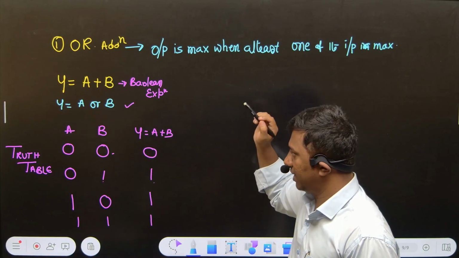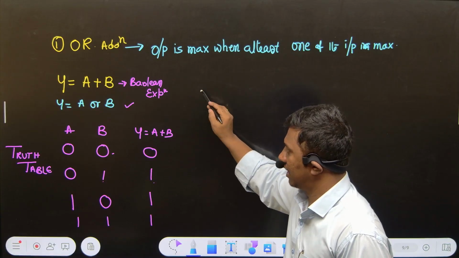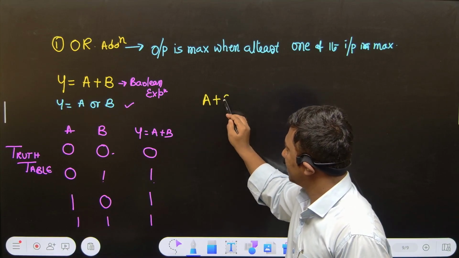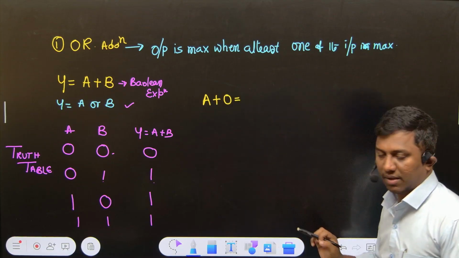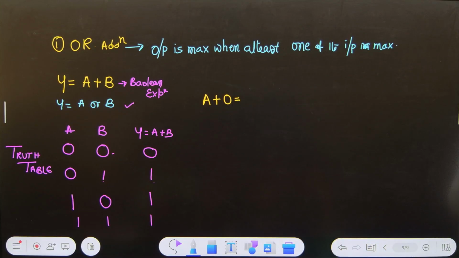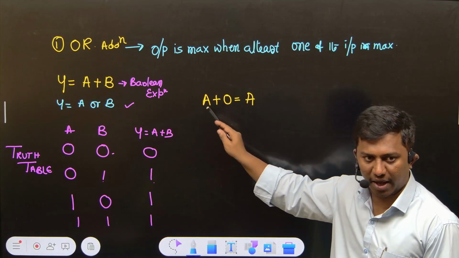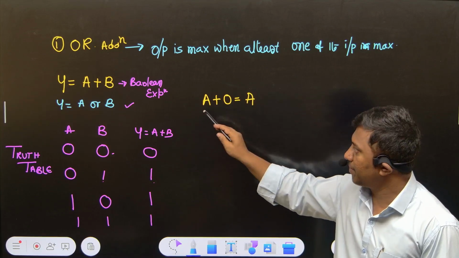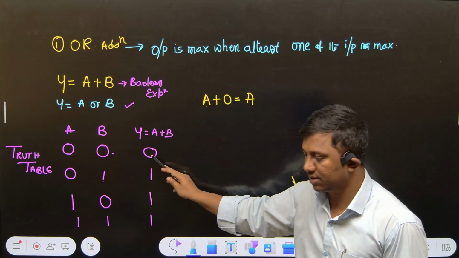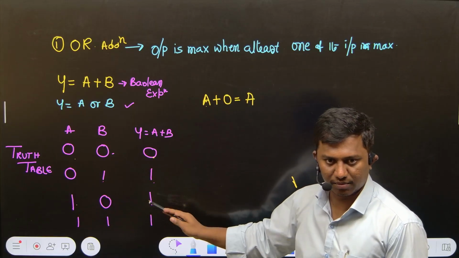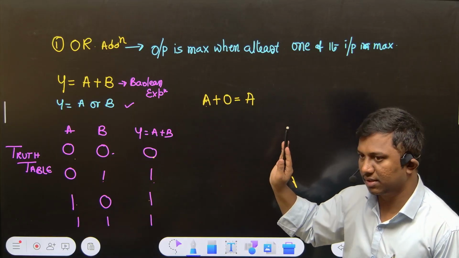Now let us take some operations, listen here: A plus 0. What can be the answer? Which is the variable there? A. The other, B, is already 0. So it depends upon A. If I put A equal to 0, the answer is 0. If I put A equal to 1, the answer is 1. So that depends upon A. That's why the answer is A.